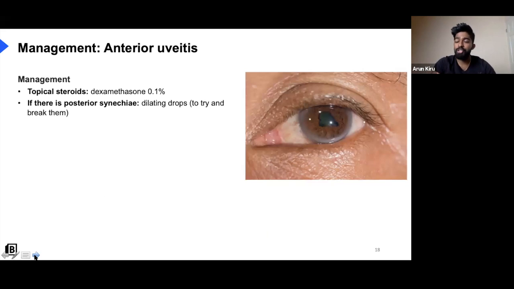Okay, so how do we manage it? This is caused by an anterior uveitis. It's an inflammatory process. It's not infective. So we don't use antibiotics, we use steroid drops. So dexamethasone, steroid drops. If there are these posterior synechiae, we want to try and break them down.